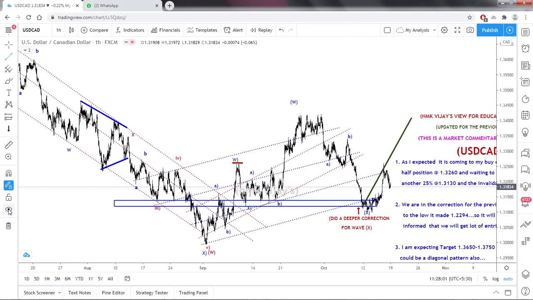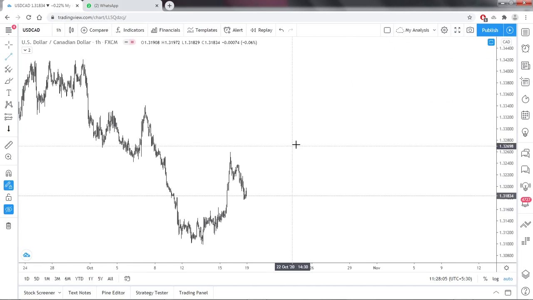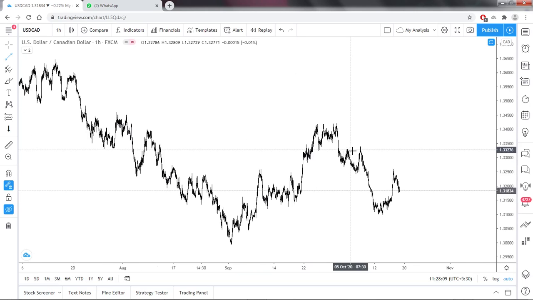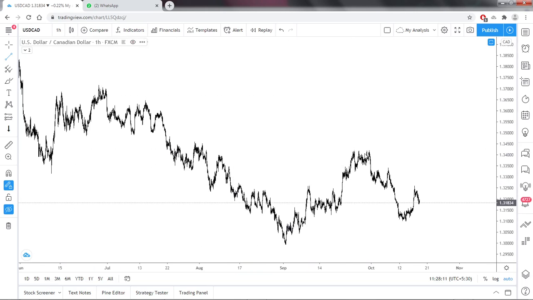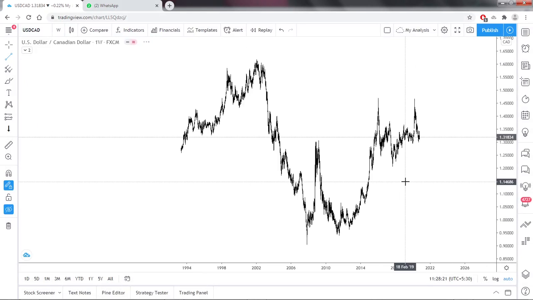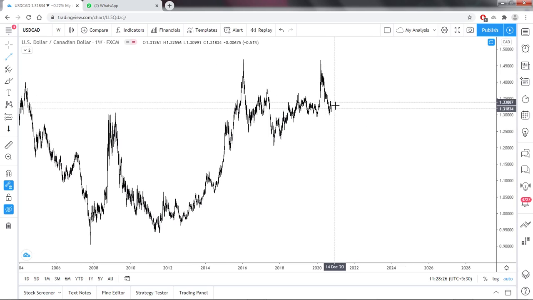So USD CAD, it has already bounced here. Now it is in a 3-wave structure. It will make a lot of 3-wave structures from there. I have explained that also, because up to 1.42 or 1.4 or up to 1.38, whatever it is, in the corrective structure it will keep grinding like that only. It's because we are in the correction for this impulsive wave.